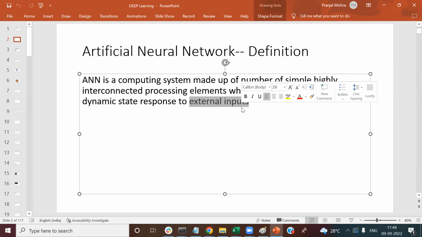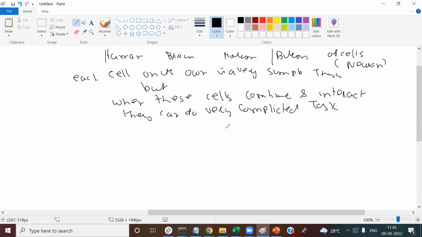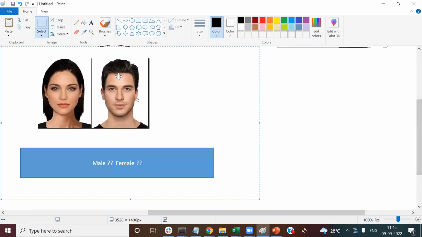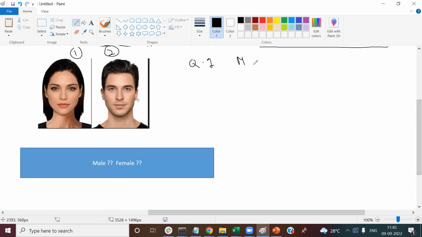Okay. And that is how your models get trained, or how your brain also functions. Now, tell me one thing. In this image, let me say image 1, and image 2, if I ask which image is of male and which of female, you are able to give the right answer.